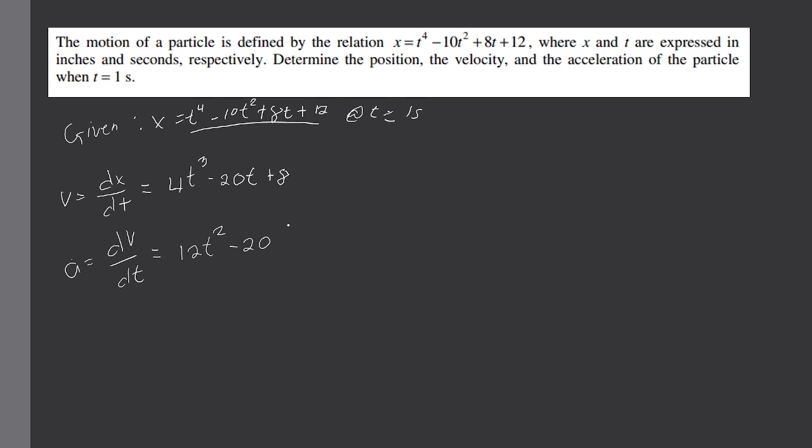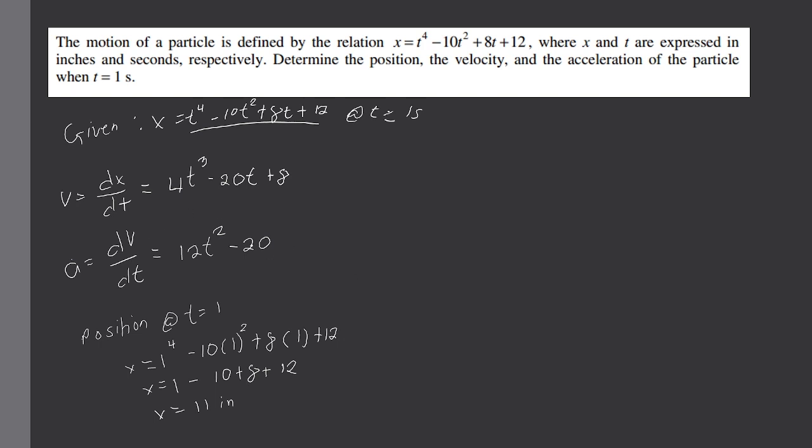Substituting t equal to 1, the position of the particle at t equal to 1: 1 raised to 4, minus 10 times 1 squared, plus 8 times 1, plus 12. We have 1 minus 10 plus 8 plus 12. So the position of the particle at t equal to 1 second is 11 inches.